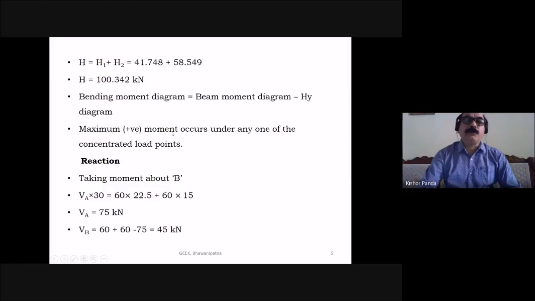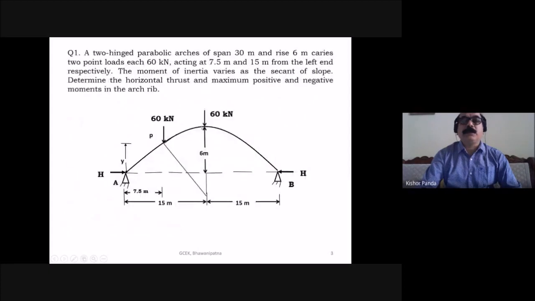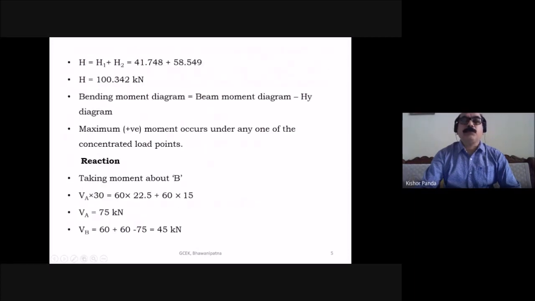So maximum positive moment occurs under any one of the concentrated load points. You know that here you have one load and here you have one load. So the maximum positive moment you will get under one of these two concentrated loads, either here or here. Maximum positive moment occurs under any one of the concentrated load points.